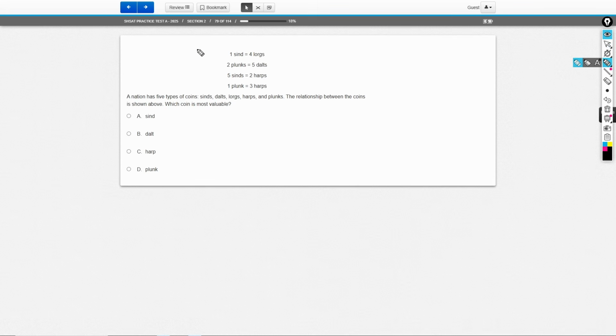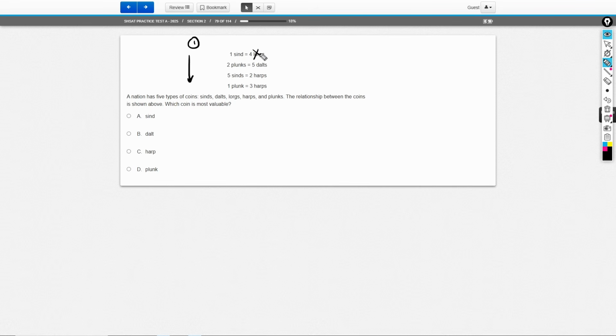The way that I like to compare them is I just want to see what gives you more, and I want to go from top to bottom. So the first one, I know that 1 Sind is equal to 4 Lorgs. Now, which one is more valuable, a Sind or a Lorg? Well, 1 Sind gives you 4 things. Okay, the Sind has to be more valuable. That means that I eliminate the Lorg from this competition.